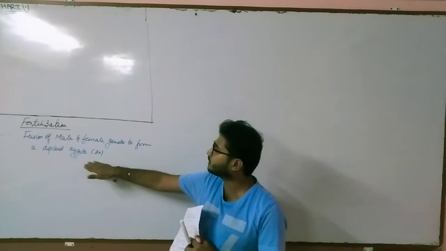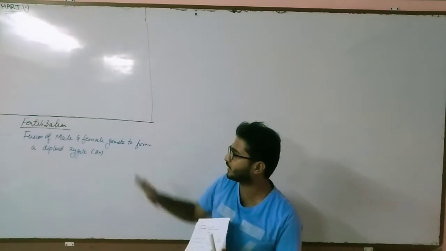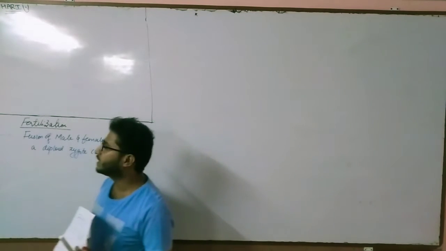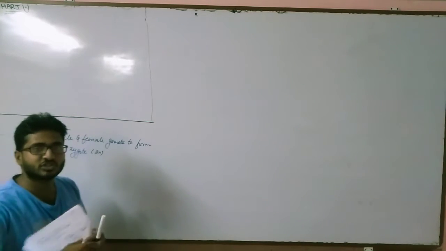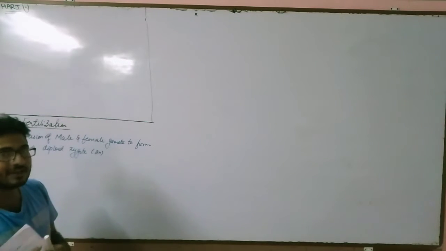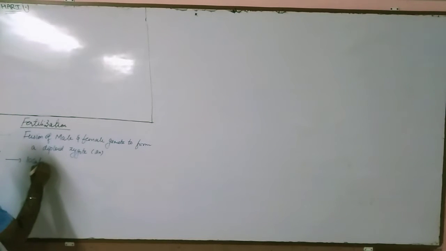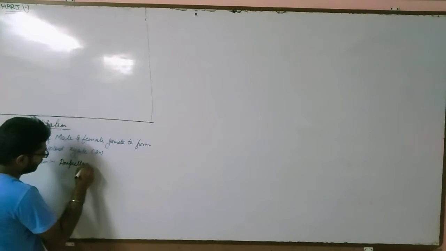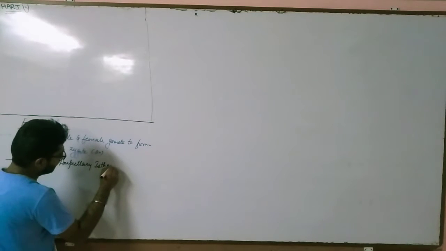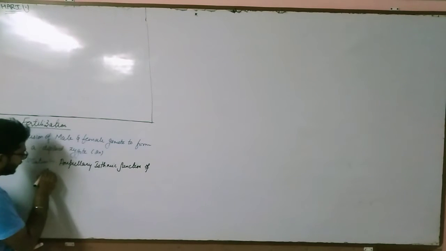That is, in case of humans, the total number of chromosomes would be 46 or 23 pairs. Right? The location of fertilization would be the ampullary isthmic junction of the fallopian tube. That is what we have discussed when we were discussing the female reproductive system. So the location is very important. It is the ampullary isthmic junction of the fallopian tube.